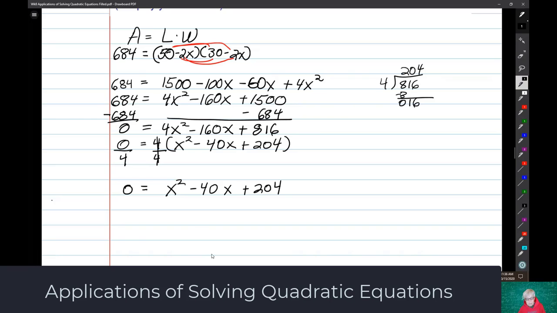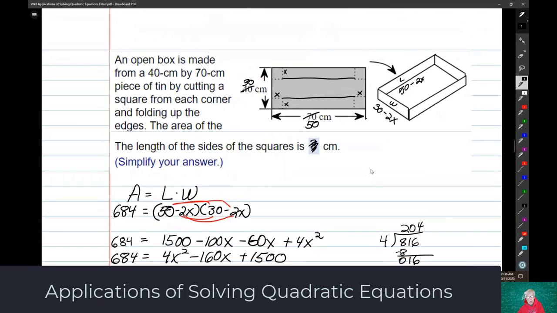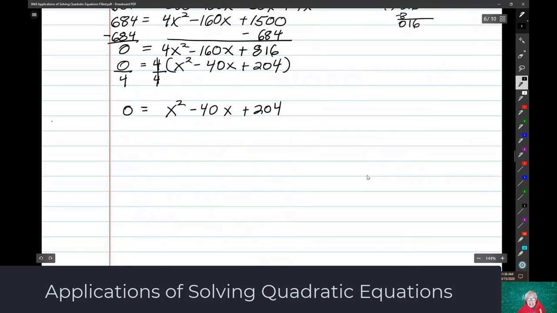And now, this is probably factorable, and I probably should put some effort into it. Or I could cheat. Oh, we don't know what the answer is. I can't cheat. Oh, that's a pain. Okay, 204. This is going to equal 1 times 204. 2 times 102. 3.